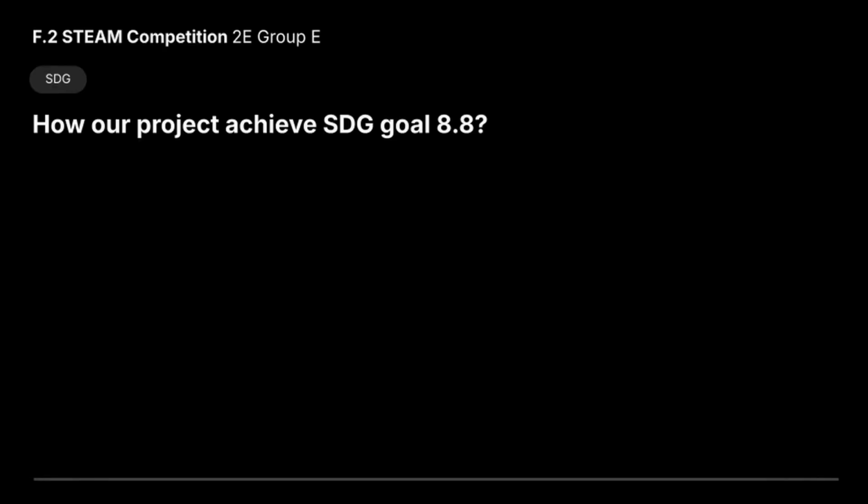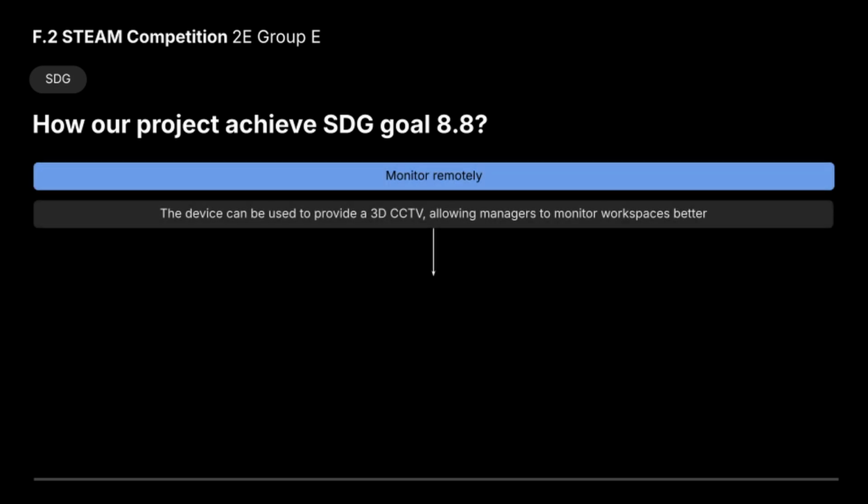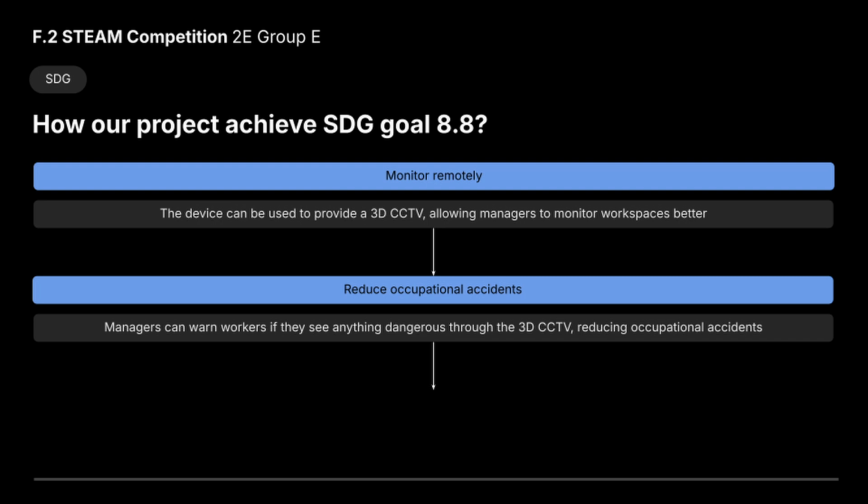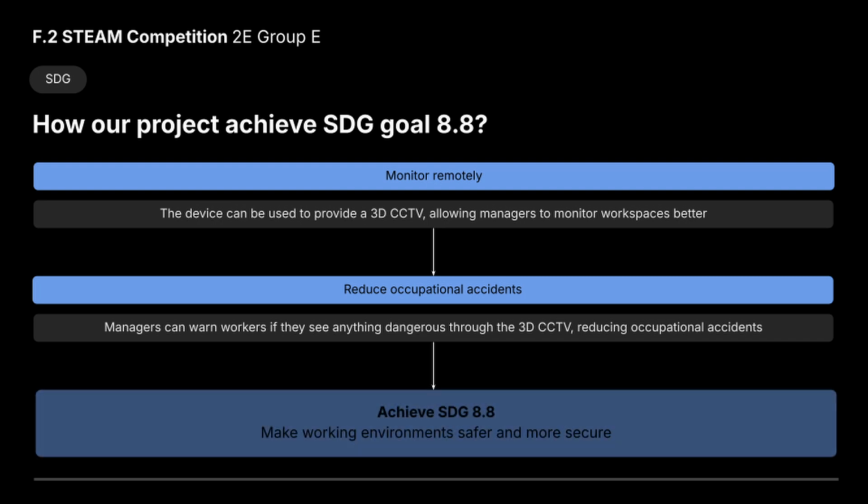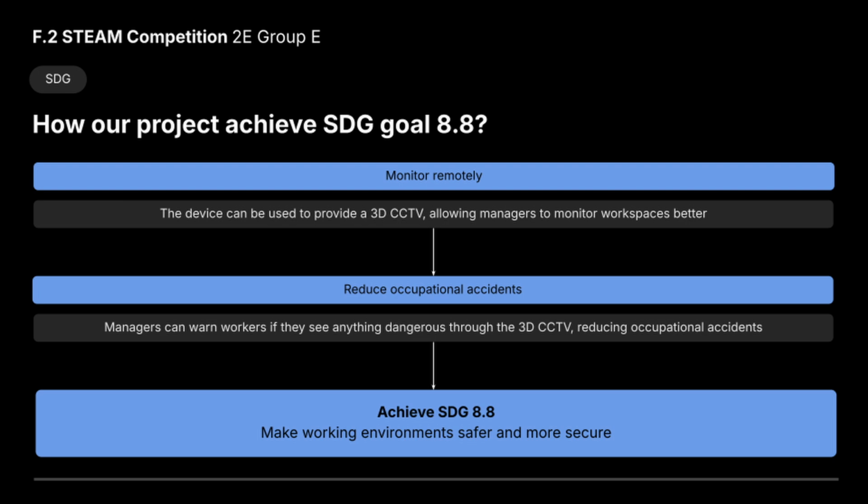Now, let's talk about how our project achieves SDG Goal 8.8. The device can be used for monitoring remotely, as it can provide a 3D CCTV, allowing managers to monitor workspaces better. This allows managers to warn workers if they see anything dangerous through the 3D CCTV, thereby reducing occupational accidents. This makes working environments safer and more secure, thereby achieving SDG Goal 8.8.